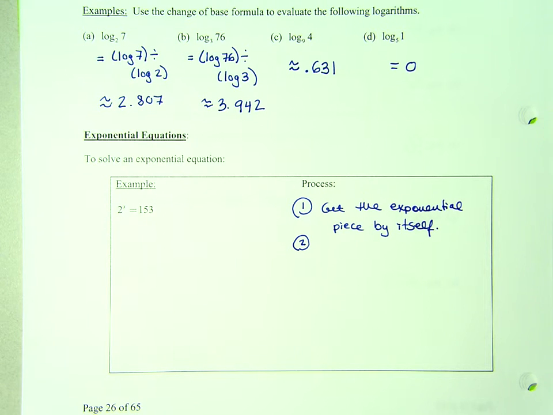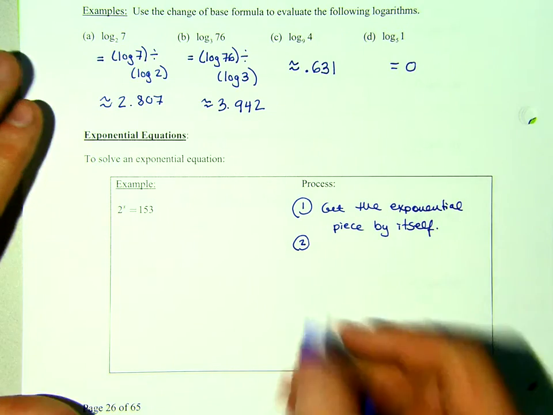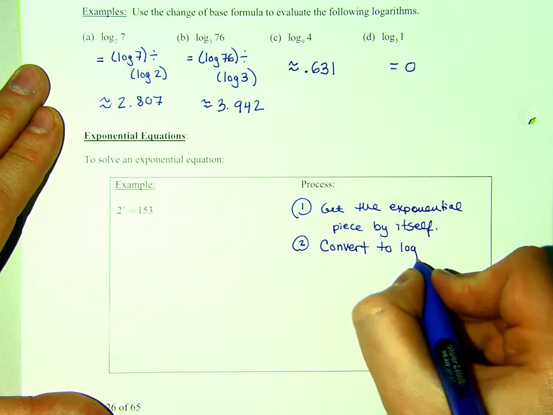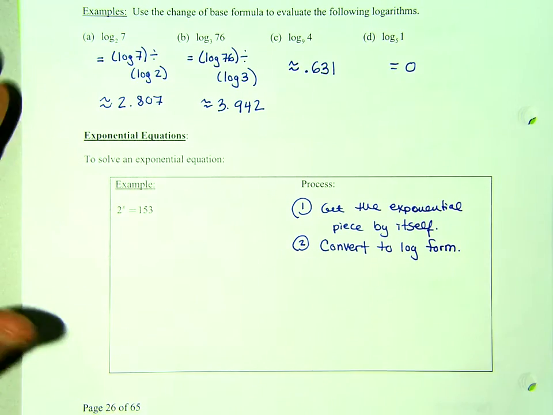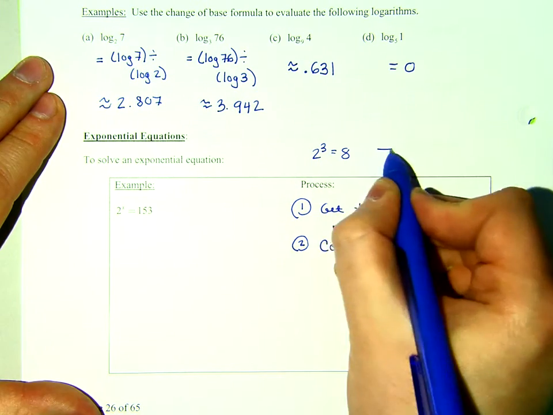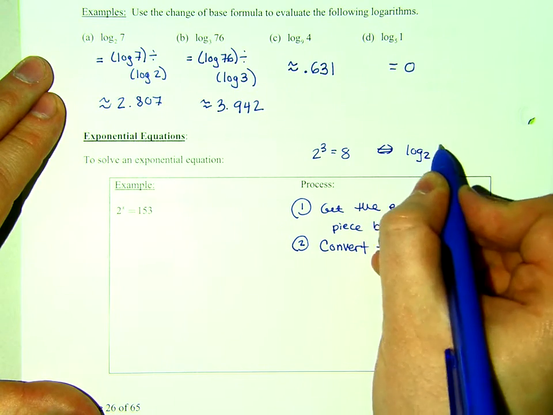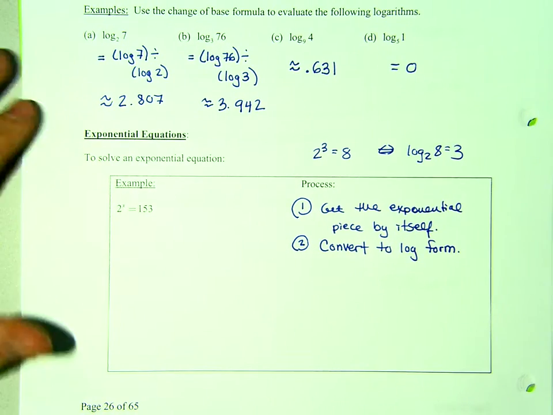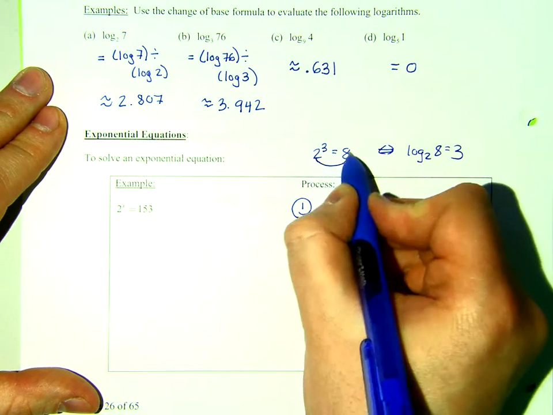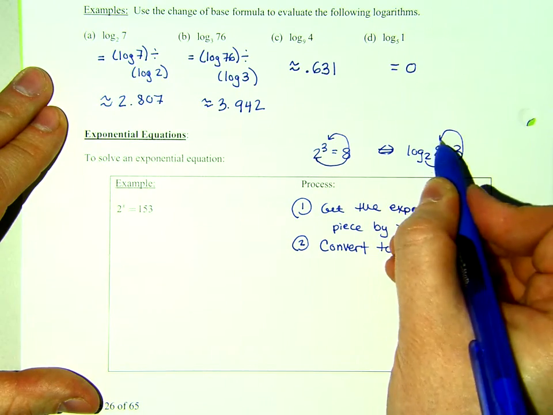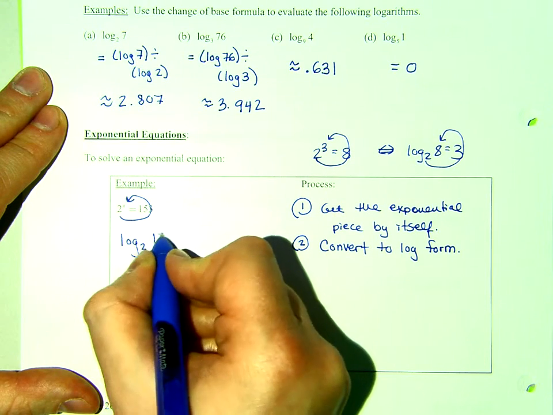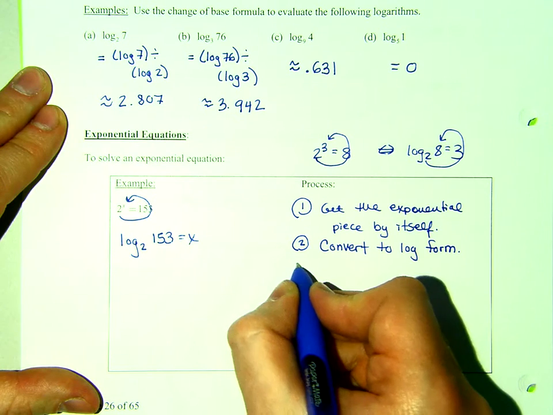Then, we are going to convert to log form. What I mean by that is, remember how we started 2 to the 3rd equals 8, which meant the same thing as log base 2 of 8 equals 3? That's what I'm talking about here. And I also showed you Mrs. Eburn's little circle method, log base 2 of 8 equals 3. 2 to the 3rd equals 8. I am going to rewrite this problem as log base 2 of 153 equals x.